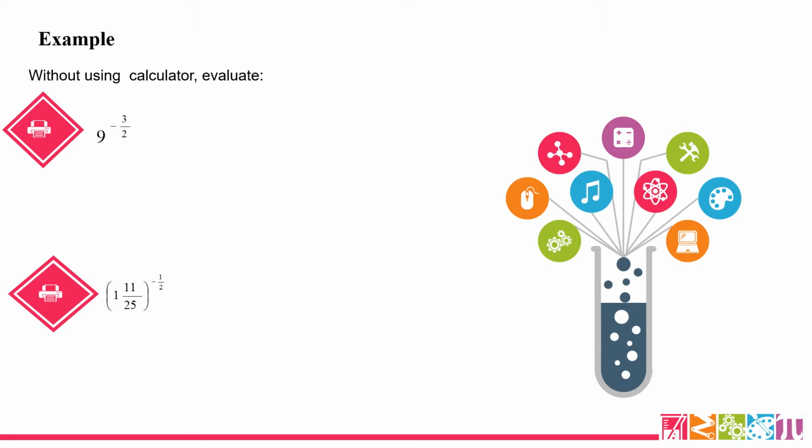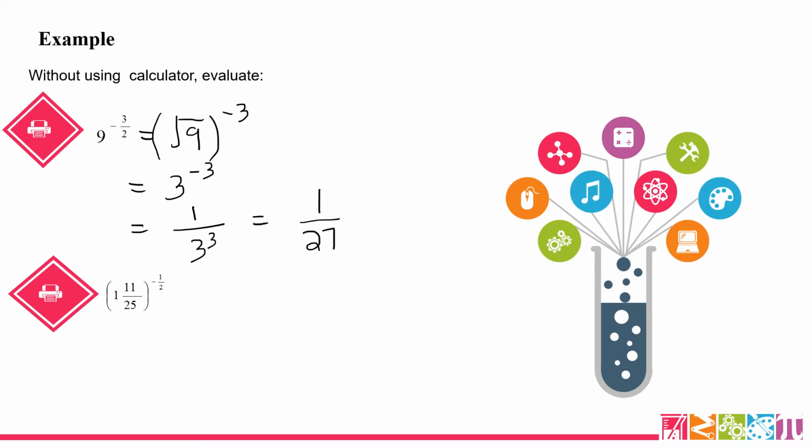Example, without using a calculator, evaluate 9 power of negative 3 over 2. First, change 9 power 1 over 2 to the shape of square root 9. Remember, we still have power negative 3. Square root 9, we can simply calculate, which is 3. So now 3 power of negative 3. Change to 1 over 3 power of positive 3, which equals 1 over 27.